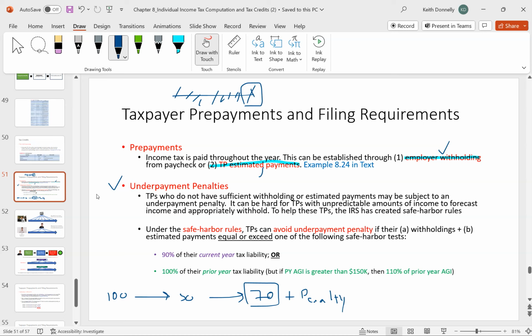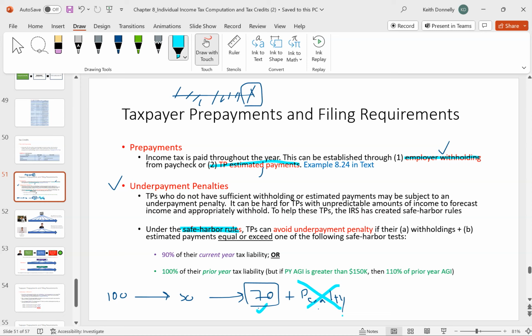So that's the idea at a high level. You've got to be aware that you have to put stuff into the system throughout the year. If I don't put enough in, I'm going to not only owe the difference, but they can also hit me with a penalty. However, one way you can avoid this penalty is if you meet one of these safe harbor rules. In other words, this is a safe harbor for you. If you put X into the system, we're not going to hit you with this penalty. You'll still owe the marginal amount you owe, but at least we're not going to hit you with this penalty. In the standard here, there's two safe harbors. If you put into the system 90% of your current year tax liability, we're not going to hit you with the penalty.